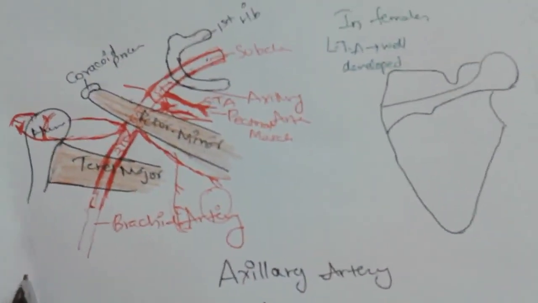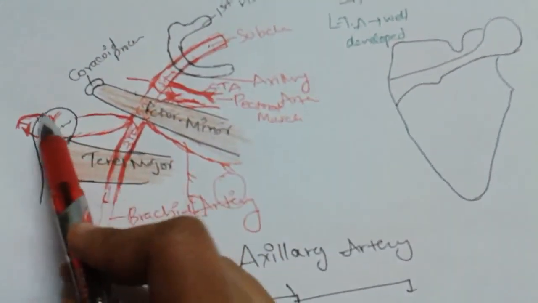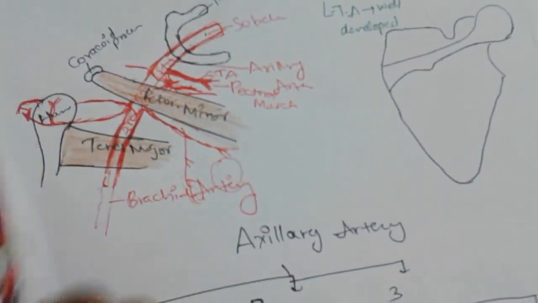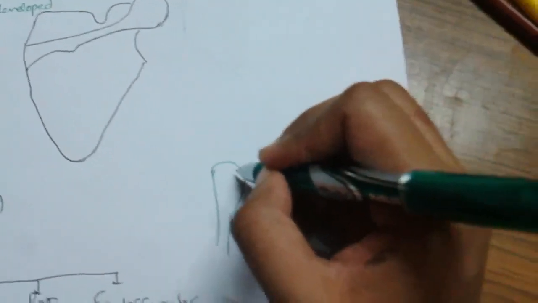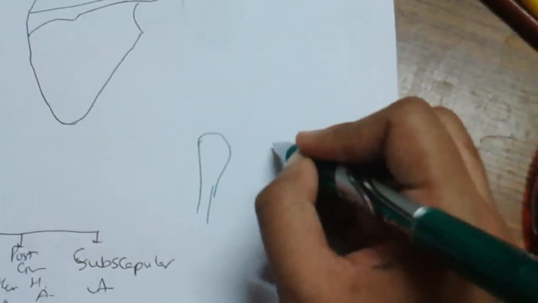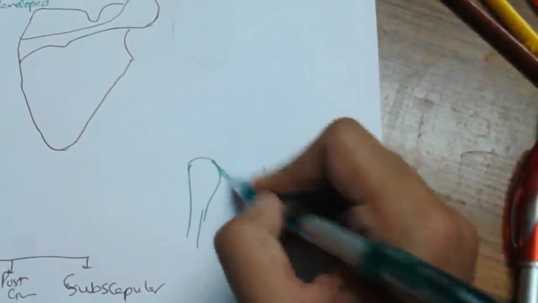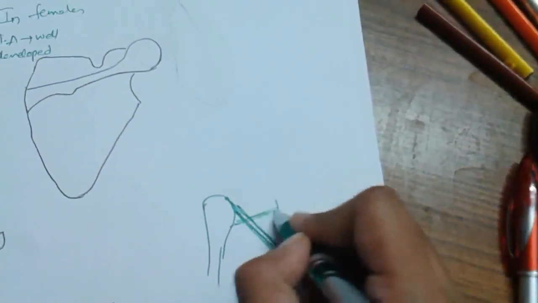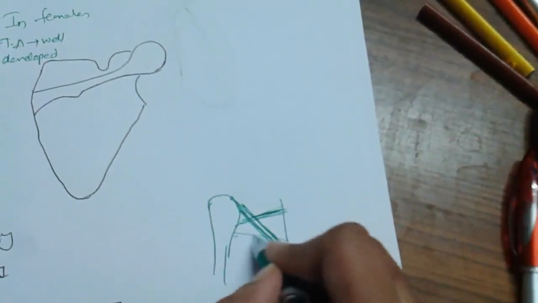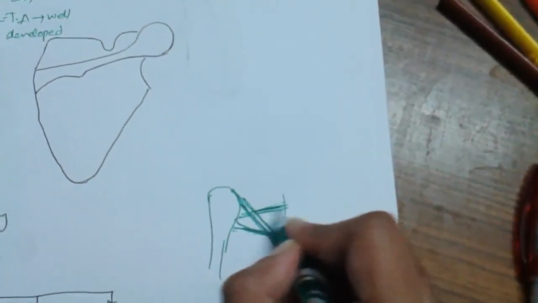So what is the quadrangular space? You will be dealing with this quadrangular space in the next class mainly. Let me explain briefly about the quadrangular space so that you can understand it. So this is the humerus, and this is the scapula. There is the long head of triceps, this one. And there will be teres minor and teres major. Yeah, so here you can see this is the quadrangular space which is formed.